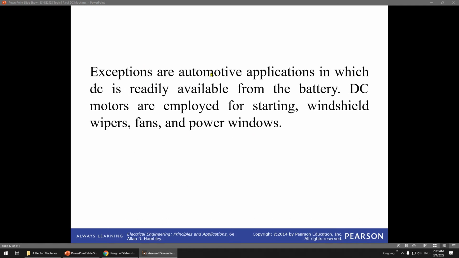Exceptions are automotive applications in which DC is readily available from the battery. Automotive means the car. Even if your car has an internal combustion engine, ICE, you need to use a DC motor to start your ICE engine. So usually a DC motor is used because of the battery. Sometimes the windshield wiper and everything inside the car also start by using DC.